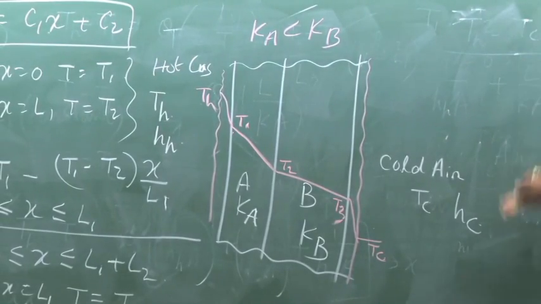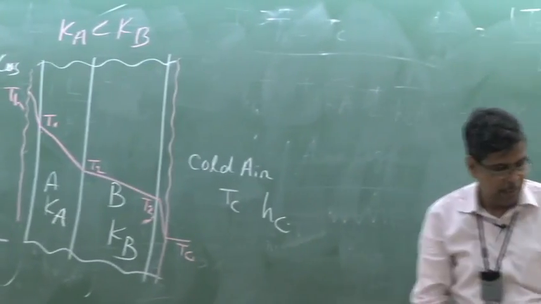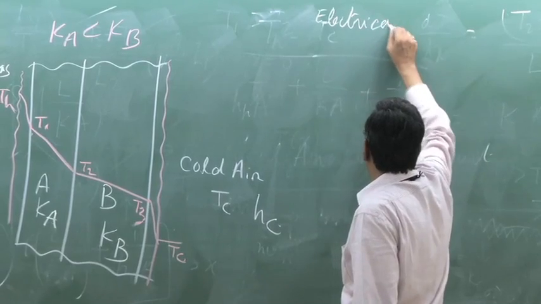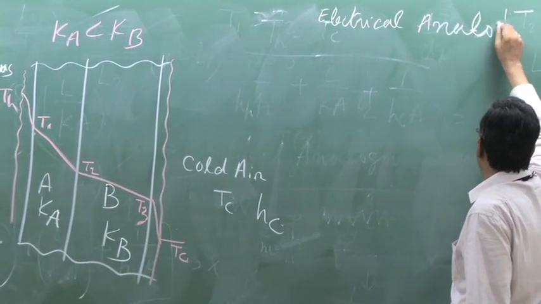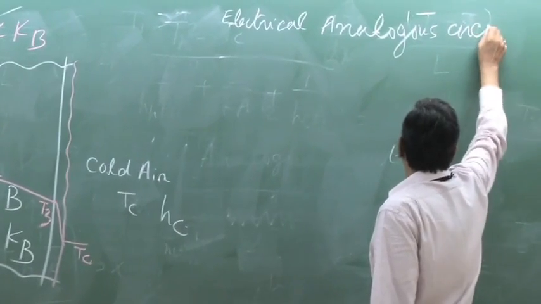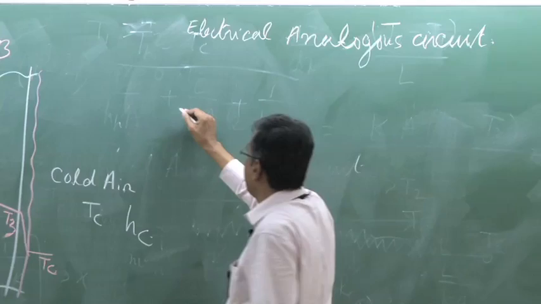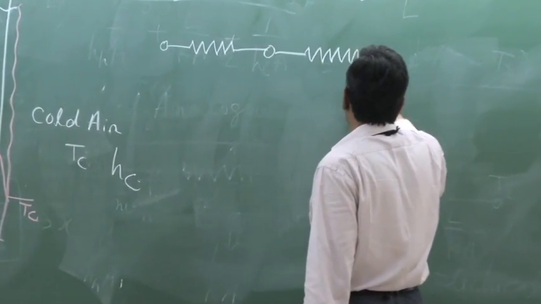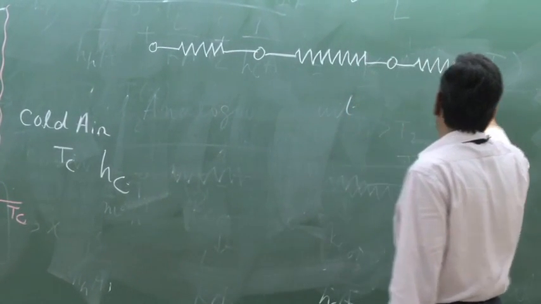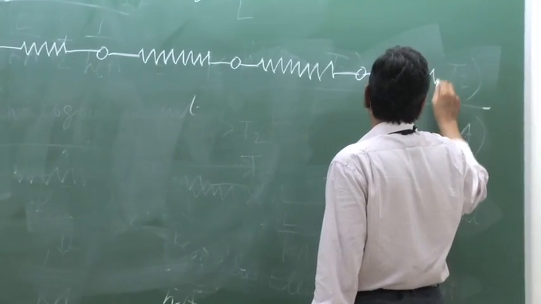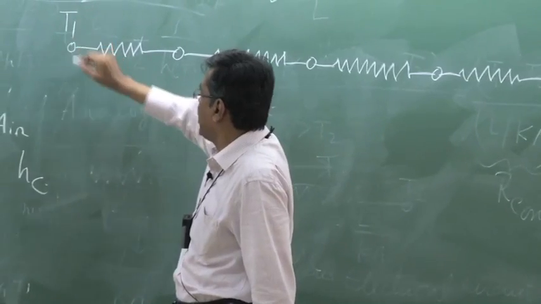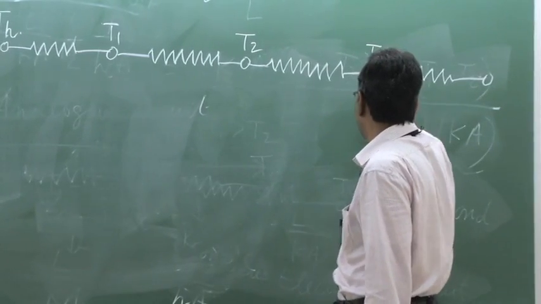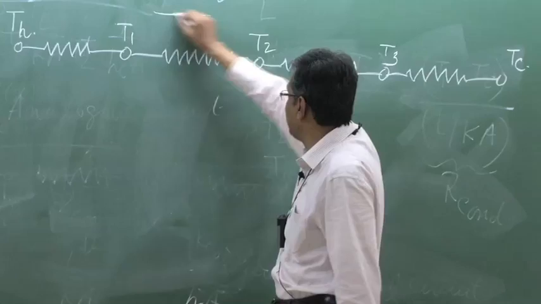Now if this composite wall with convection boundary condition is shown in the electrical analogous circuit, then what we do, we show like this. It is also a series resistance problem. Very simple problem, that our nodal point for potential is TH. This is T1, this is the junction of T2, this is T3, and this is Tc. And the same heat is flowing.